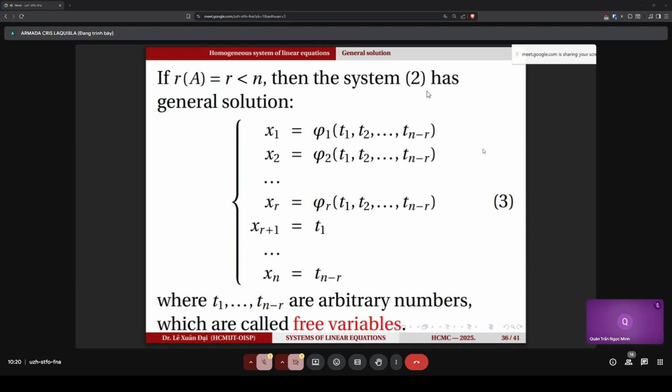Okay, so the system has a general solution. You have t1 here up to t sub n minus r. These values here are arbitrary numbers which are called free variables. And I will give you an example where we can have free variables. Again, this happens if the rank is less than n.